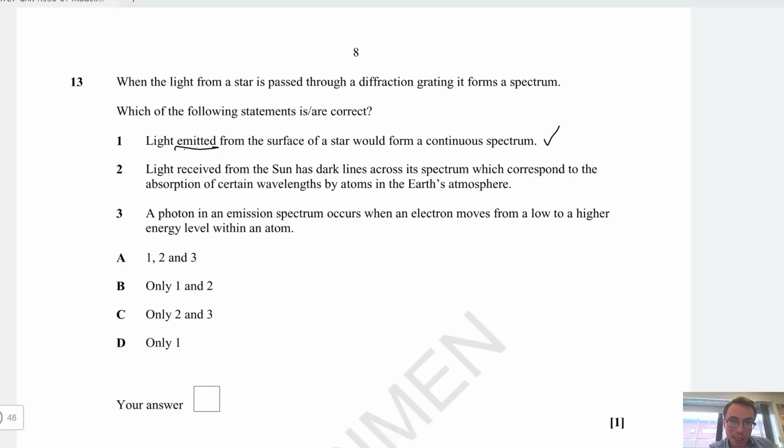Statement 2. Light received from the sun has dark lines across its spectrum which correspond to the absorption of certain wavelengths by atoms in the Earth's atmosphere. Absolutely not correct. They correspond to the absorption by certain atoms in the sun's or the star's atmosphere. A photon emission spectrum occurs when an electron moves from a low to a higher energy level within the atom. It's actually the opposite. Emission occurs when we go from a higher to a lower level. So I'm going to go with D, only one.